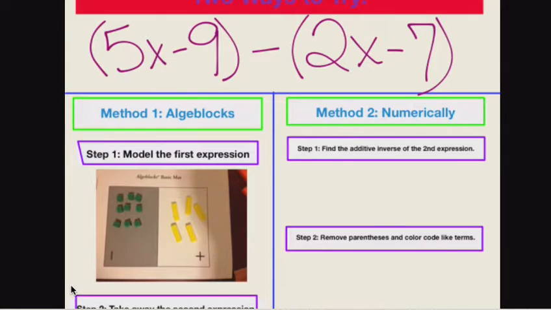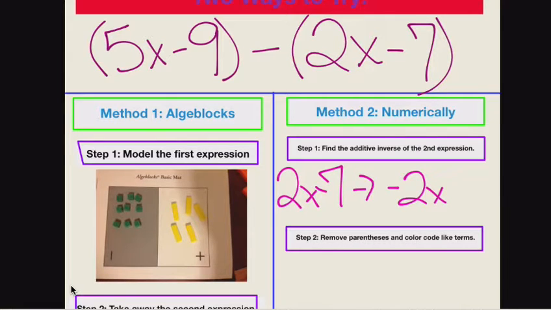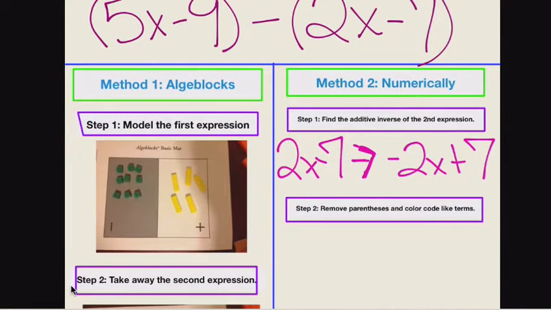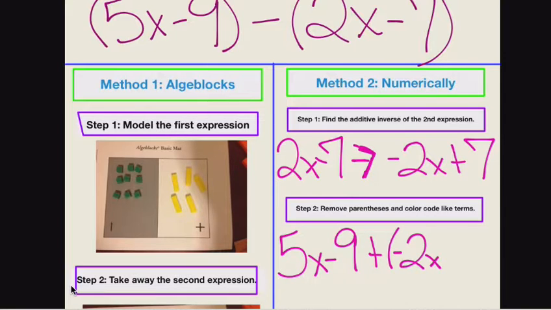Again, we're just going to start by finding the additive inverse of the second expression. So 2x minus 7 is going to become negative 2x plus 7. Finding those opposites. All right, let's rewrite our expression now using our additive inverse and taking out the parentheses. So 5x minus 9 plus negative 2x plus 7.